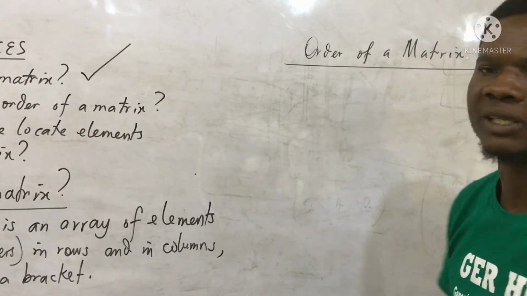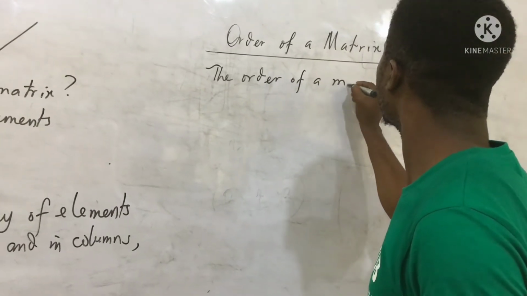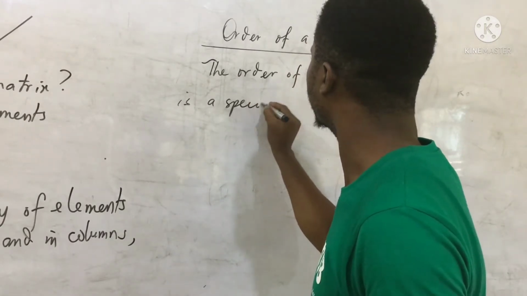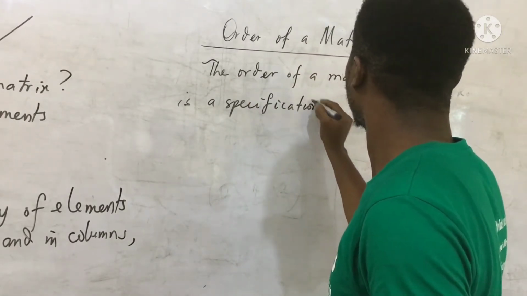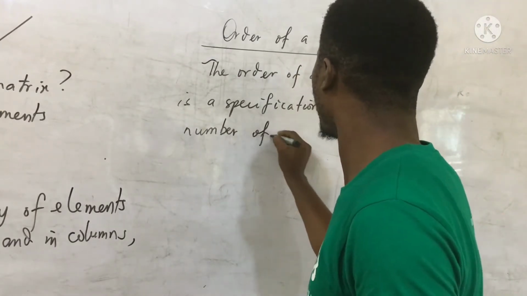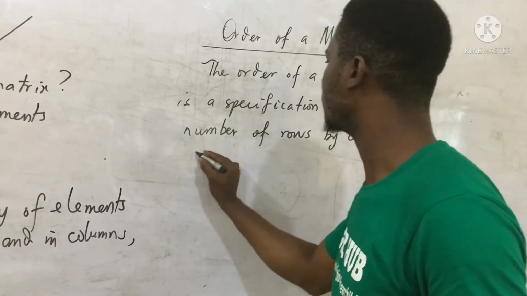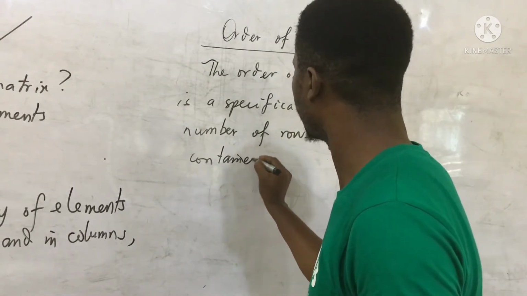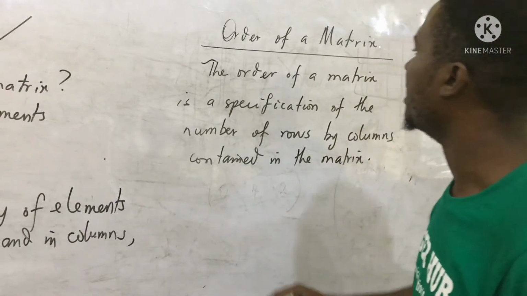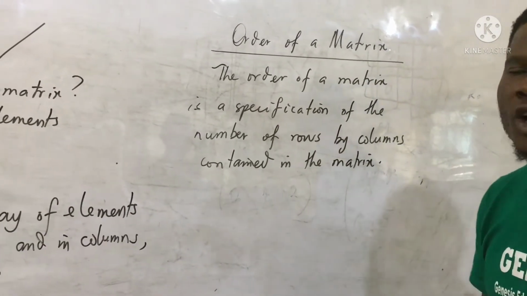So, what is the order of a matrix? The order of a matrix is a specification of the number of rows by columns contained in the matrix.